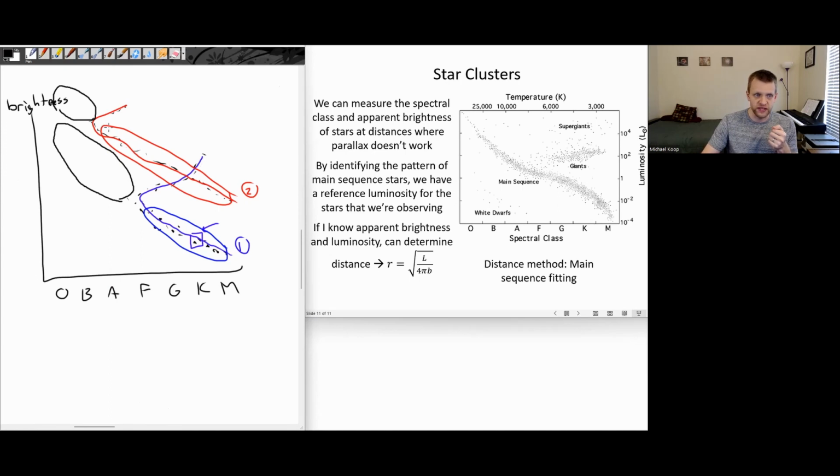For cluster 2, some of these type A main sequence stars are still kicking around. So this cluster is probably between 10 and 100 million years old, if it still has those type A main sequence stars. Whereas for cluster 1, all of those have died out. So this one must be older. This one would probably be around 1 billion years old.